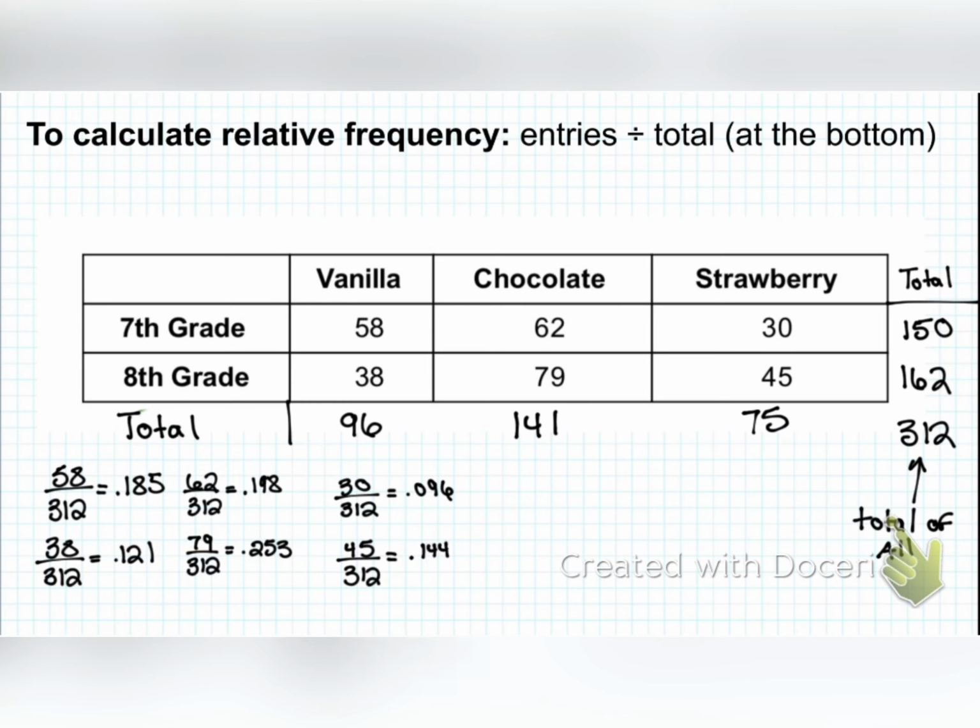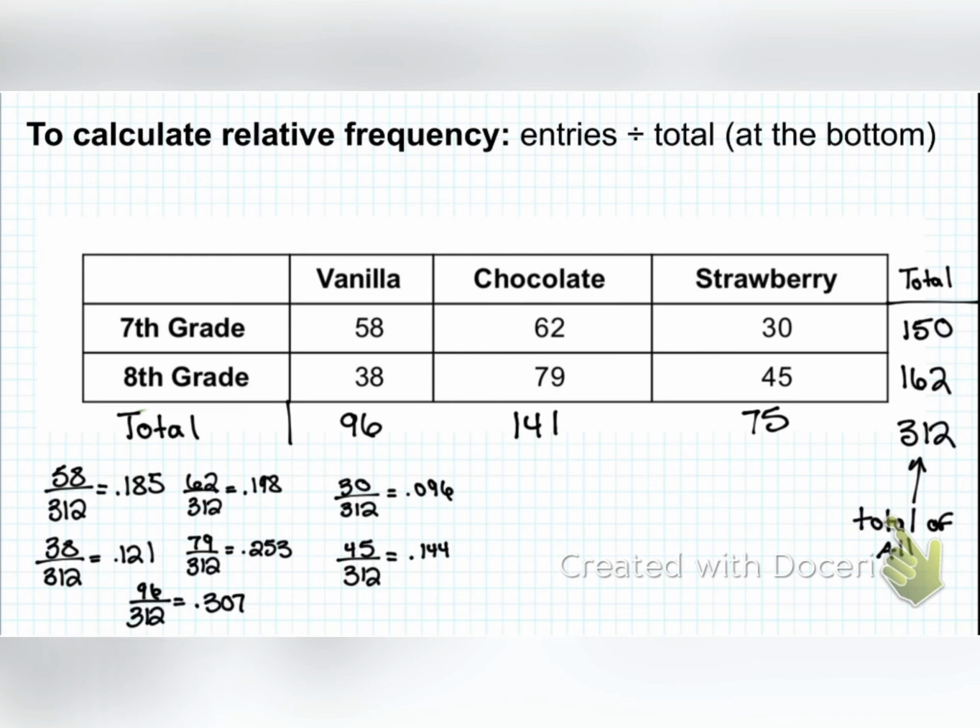Okay, now I also have to do my total row. So I have to do all of these totals right here that we have at the bottom, and then I also have to do the ones off to the side. Now if I do my totals that are at the bottom, that's going to give me 96 divided by 312. 96 divided by 312 is going to give me 0.307.